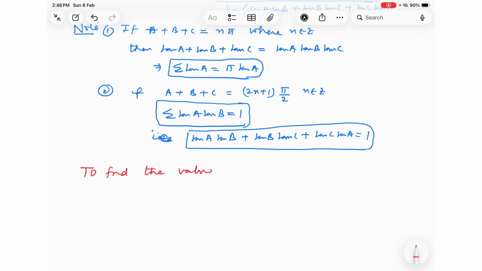the values of sine 15 degrees using this formula, cos 15 degrees, sine 75 degrees, cos 75 degrees. These four values, let us find first. Find these values.